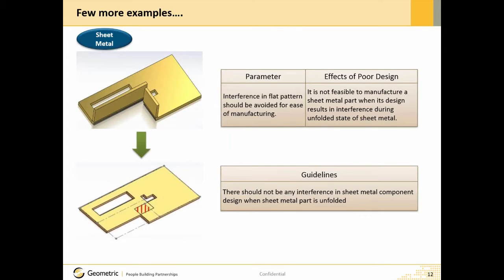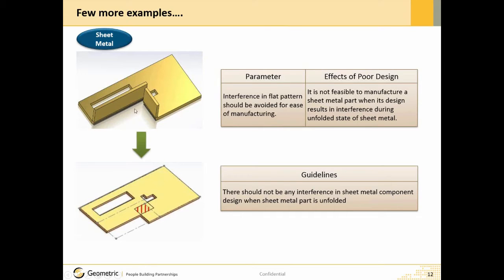One more rule we have added is around sheet metal. This is a pretty interesting rule. What we are trying to find out is which areas are leading to interference in the flat pattern. For typically sheet metal components, there is a blank or a plate, and from that plate the manufacturing person has to define and cut out various features and then start the bending process. If I make it flat, then these two plates will interfere, and it is not feasible to manufacture a part like this.